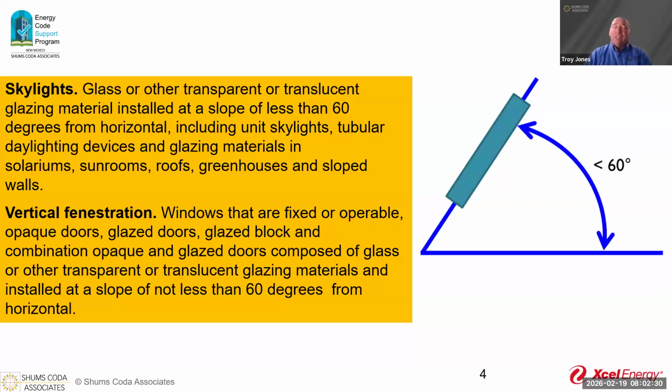The 60 degrees is really our key. That's what defines the definition of a skylight and keeps that from becoming a window. So 60 degrees or less. Vertical fenestrations, that's windows that are fixed or operable, opaque doors, glazed block, and combination opaque and glazed doors composed of glass or other transparent or translucent material and installed on a slope that is not less than 60 degrees. In this, if you have an opaque door or an opaque window, those are not going to be able to give you our daylight zone.